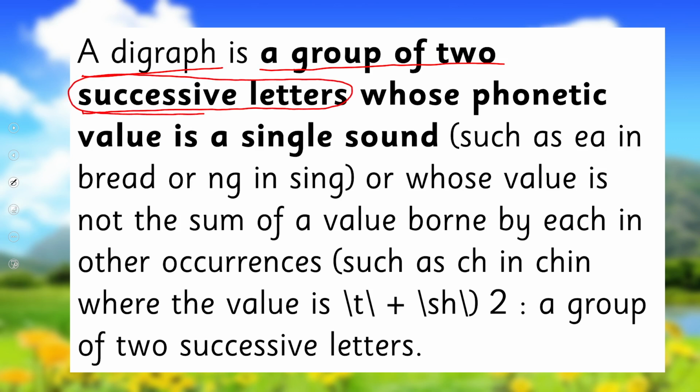And a digraph is a group of two successive letters. What does successive letters mean? Two letters which are coming together without any gap, whose phonetic value is a single sound. They come together and they make one sound. I just explained it to you.